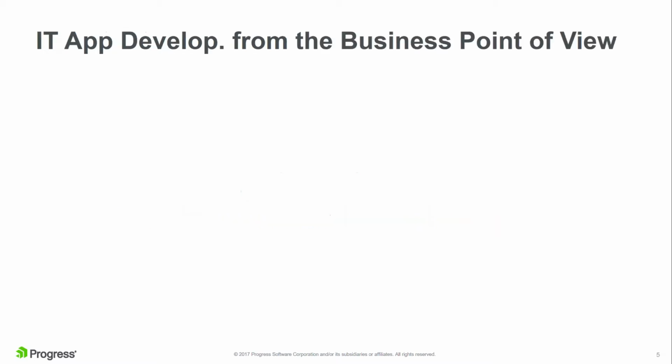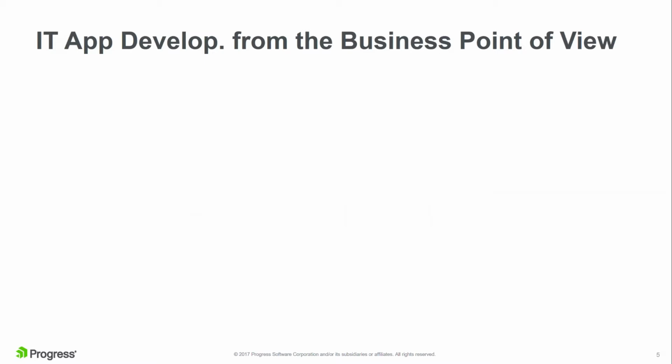To understand why business rules exist or why business rule management software exists, I think it's useful to look a little bit at the way we develop IT applications today, at least from the business point of view or from the non-technical point of view.